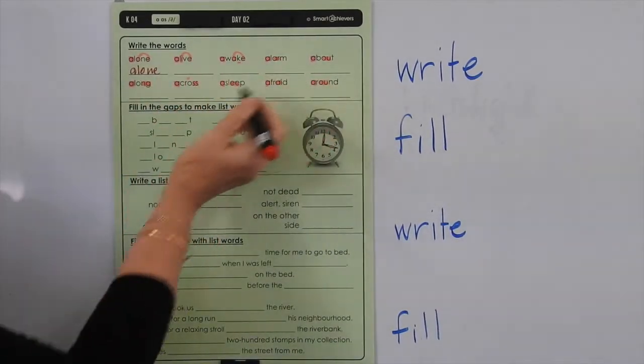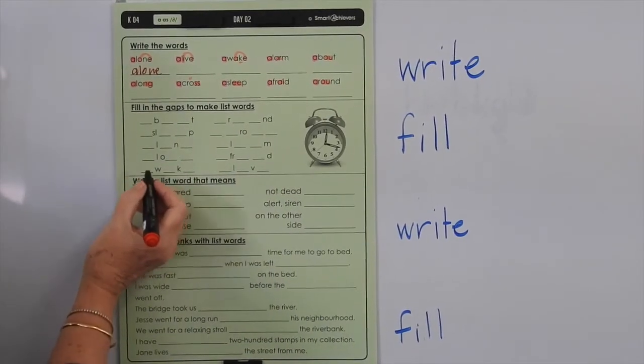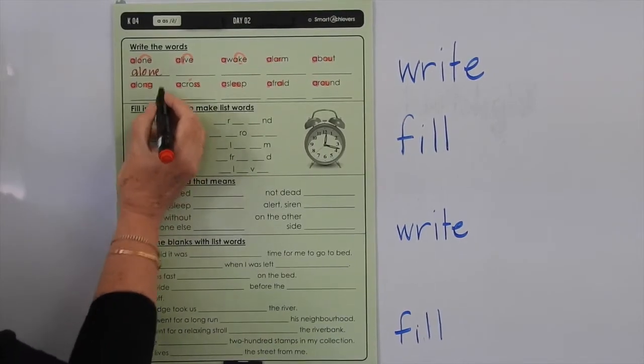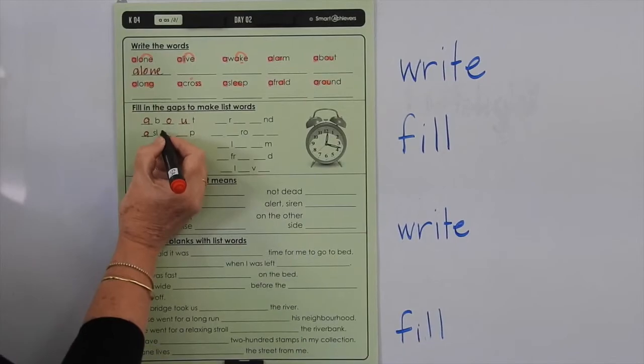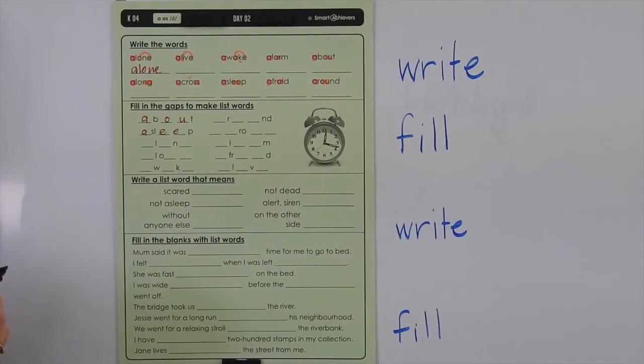Okay, you can fill the rest of those in on your own. Fill the gaps to make the list words. Well, you know pretty much they're all going to start with an A, so you could go through and do that. And then look up here to make sure that you're filling in those other gaps with the correct letters, because there's a fair bit of revision in this list.